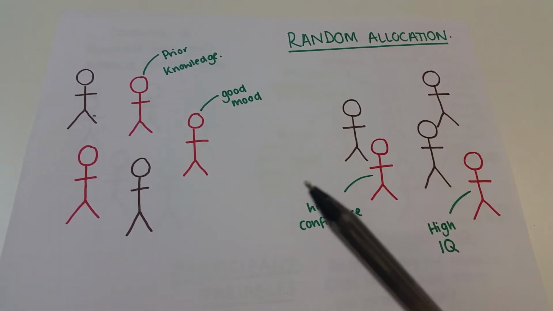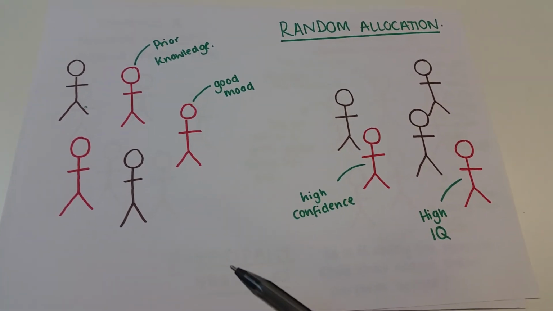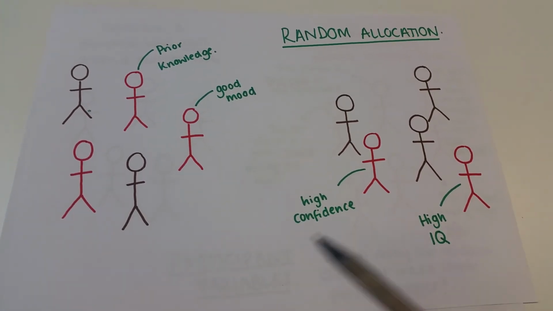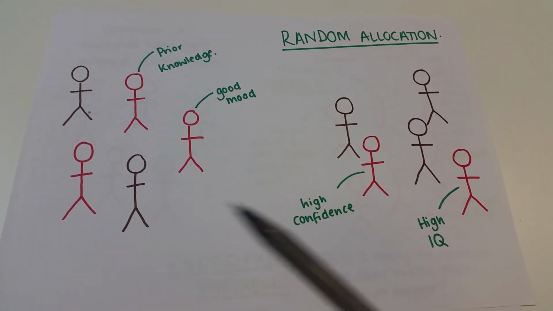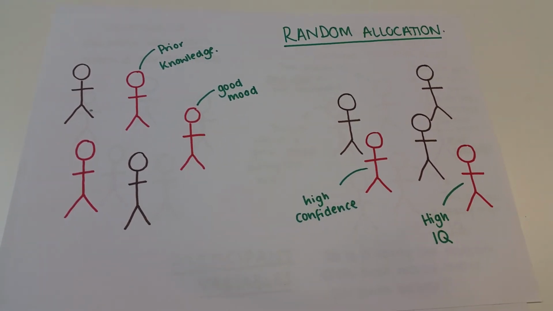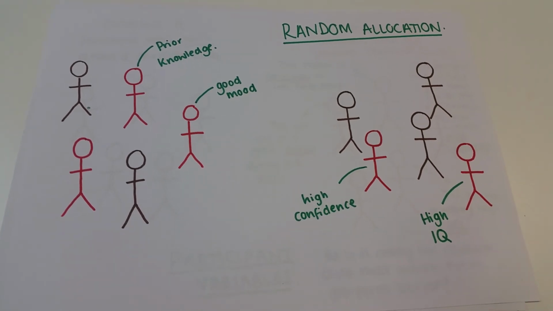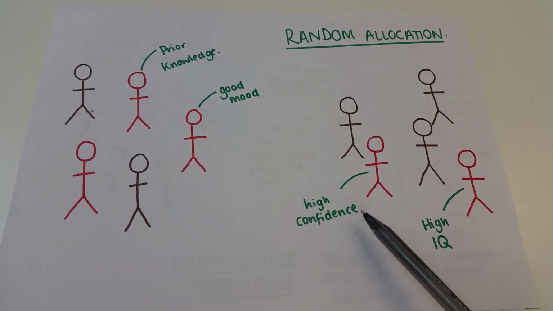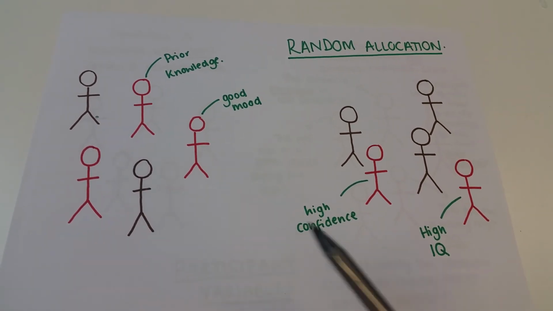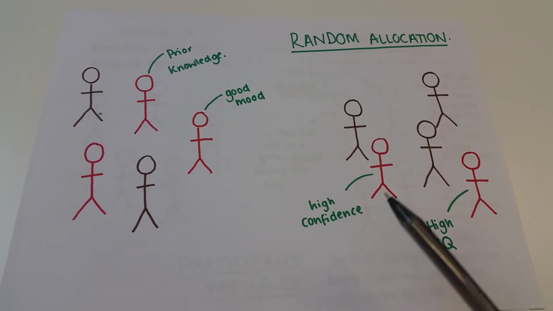And I might do that by putting their names into a hat. So all participants, I put their names into a hat, and then I pick one to go in condition A, one to go into condition B, one to go in condition A, one to go in condition B. And I keep doing that until I have a fair amount on each side. Now, what that means is that hopefully I will have split up those participants that have a good mood, prior knowledge, high confidence and high IQ, so that there's a fair number in each group.